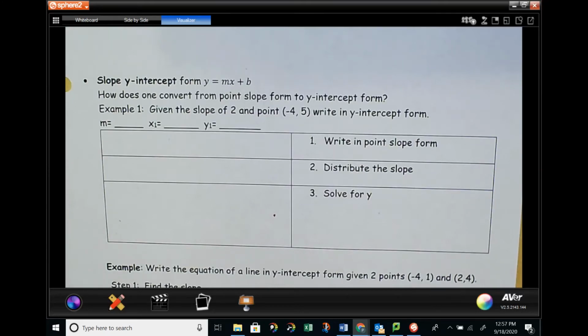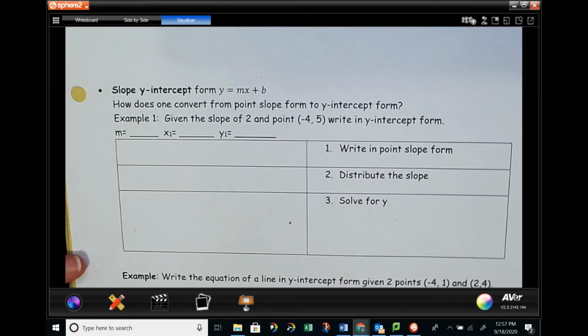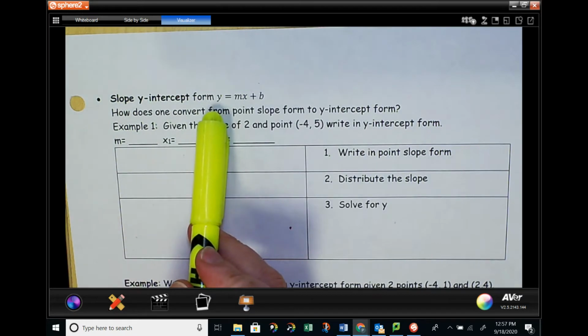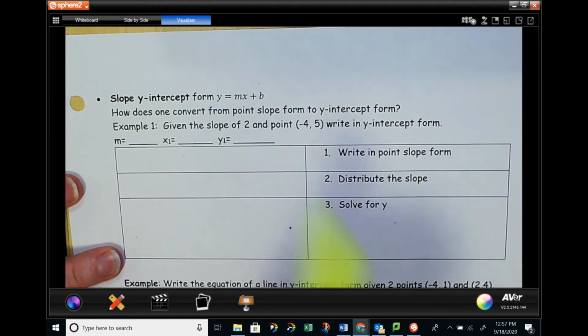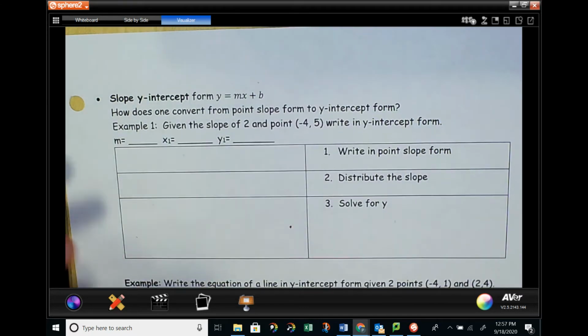Okay, so in this one, we're going to go from point slope form to y-intercept form. I taught you how to write in point slope form. Now we have to write in y-intercept form. These are the word descriptions, and then I'm going to walk you through an example.